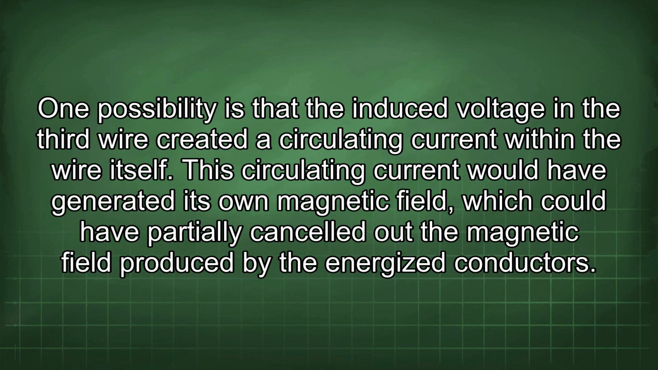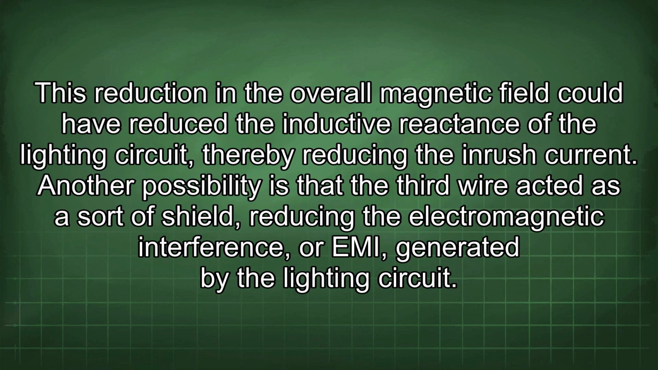One possibility is that the induced voltage in the third wire created a circulating current within the wire itself. This circulating current would have generated its own magnetic field, which could have partially cancelled out the magnetic field produced by the energized conductors. This reduction in the overall magnetic field could have reduced the inductive reactance of the lighting circuit, thereby reducing the inrush current.